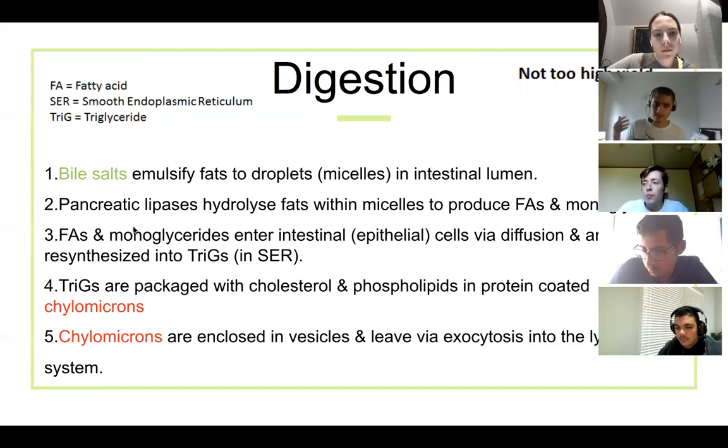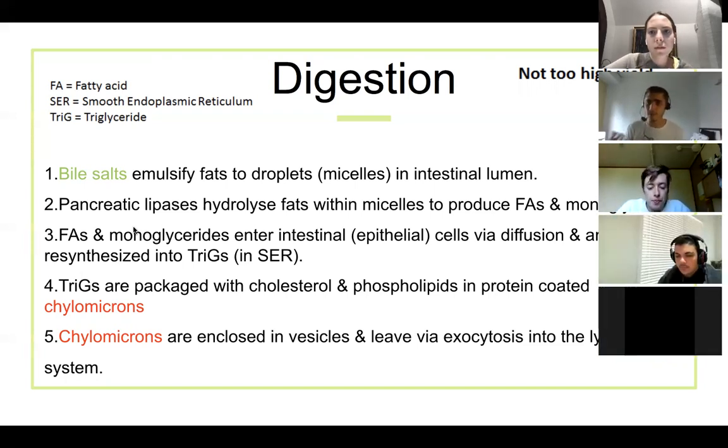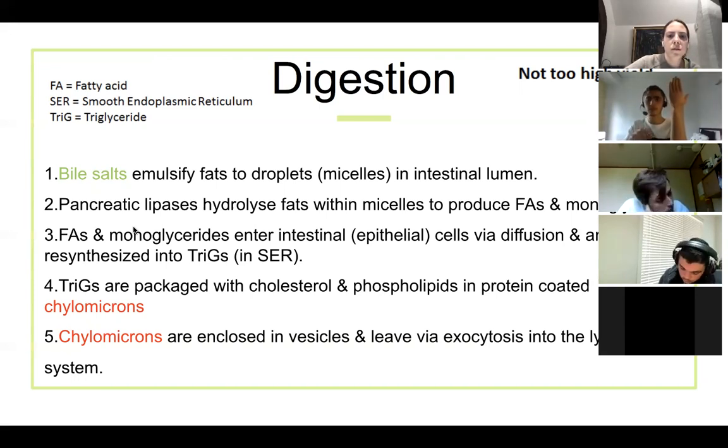Bile salts are these things that our body produces that emulsify the fats into droplets that we call micelles. And this happens in the hollow space of the intestines, like the actual canal where all the food's going through. And then we've got lipases called pancreatic lipases, and these hydrolyze those fats within the micelles to produce fatty acids and monoglycerides. So you know how we usually have triglycerides? So it's a glycerol and then 3 fatty acids. Well, we don't get rid of all the fatty acids. You still have 1 glycerol, 1 fatty acid, and then 2 free fatty acids. That's pretty much how it works.